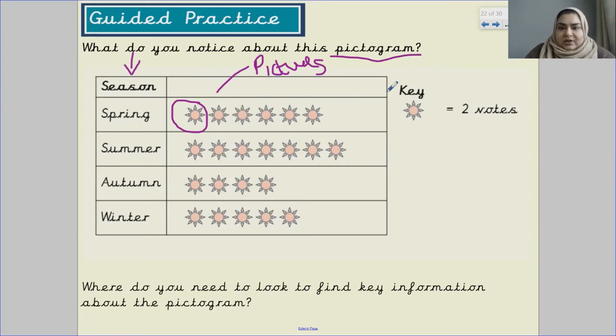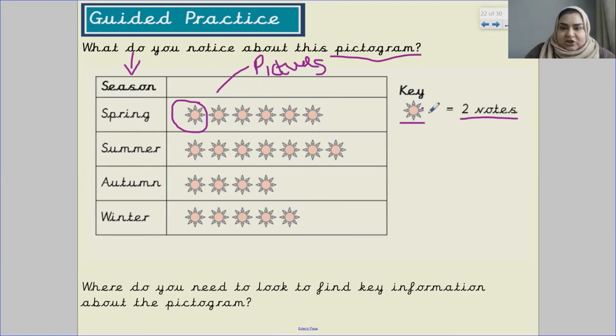Then your pictogram also has a key, and it tells you what each picture is worth. So for example, here, each picture of a sun is worth 2 votes. Now this pictogram is showing me how many people prefer each season. It shows the 4 different seasons and pictures representing how many people prefer that season.